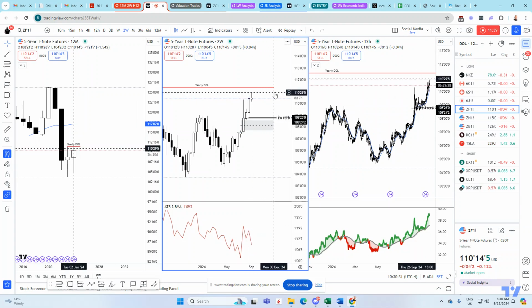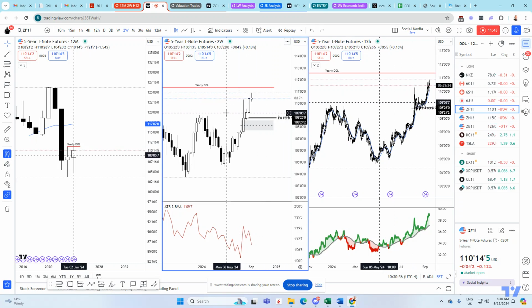So I hope this is helpful and demonstrates just how effective this multi-time frame analysis is. And if anybody has any questions about how I do this strategy, I'm an open book. Feel free to give me a message.